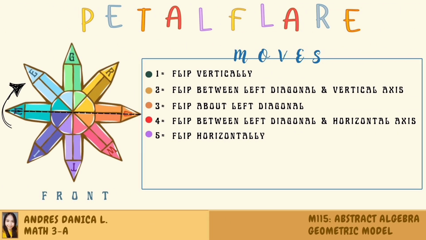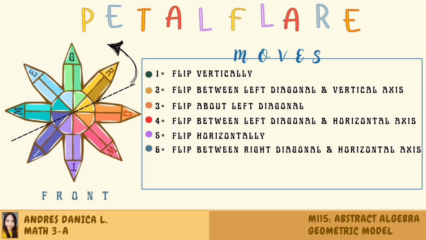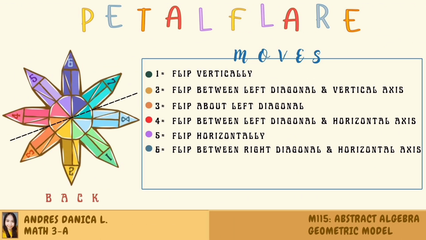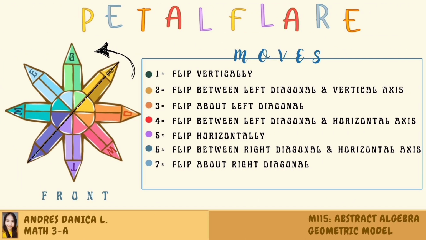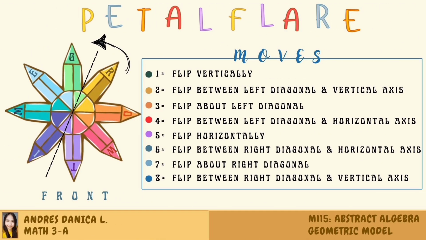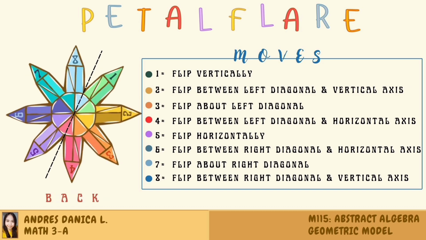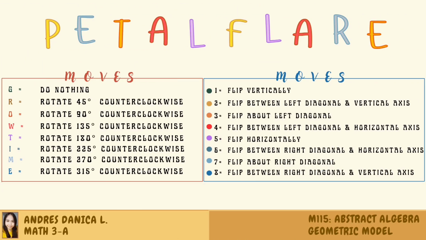Next is the element 5. We have flip horizontally. Next is the element 6. We have flip between right diagonal and horizontal axis. Next is the element 7. We have flip about right diagonal. Next is the element 8. We have flip between vertical and right diagonal. Now these are the 16 symmetries we have.